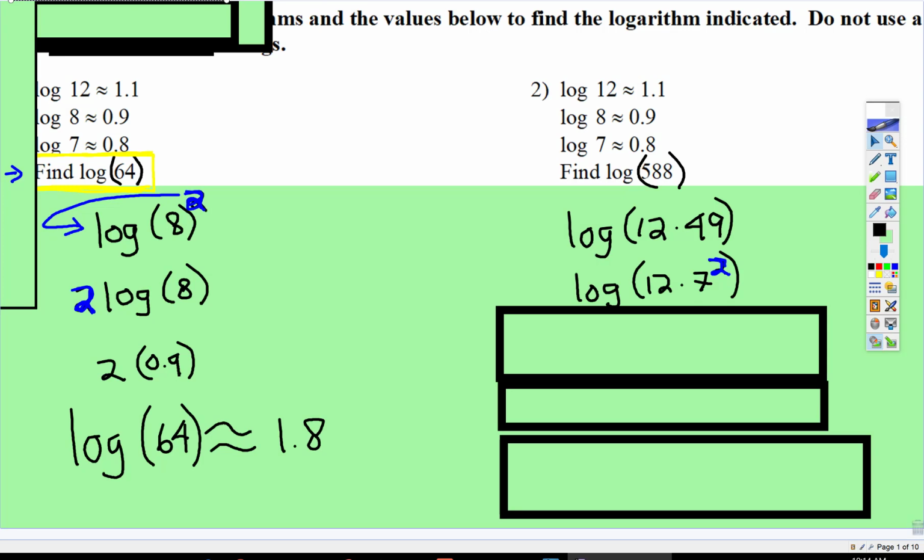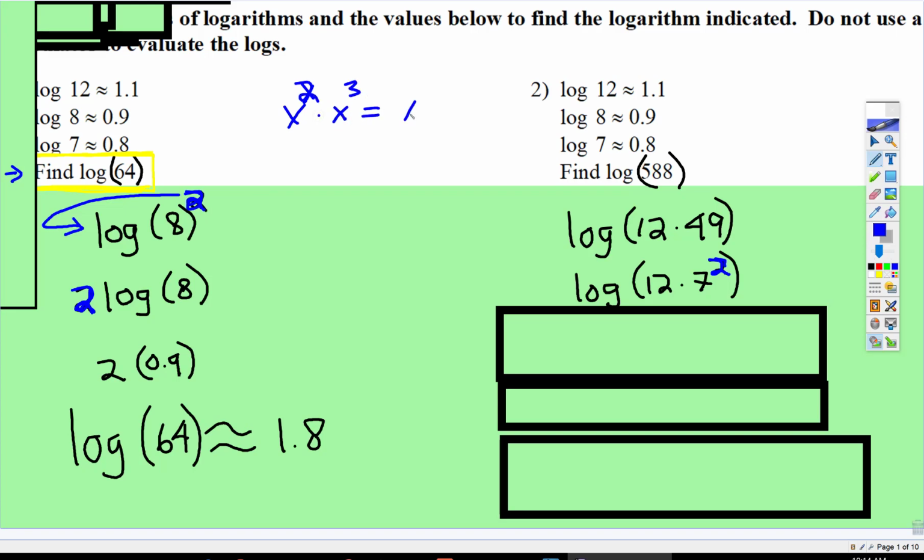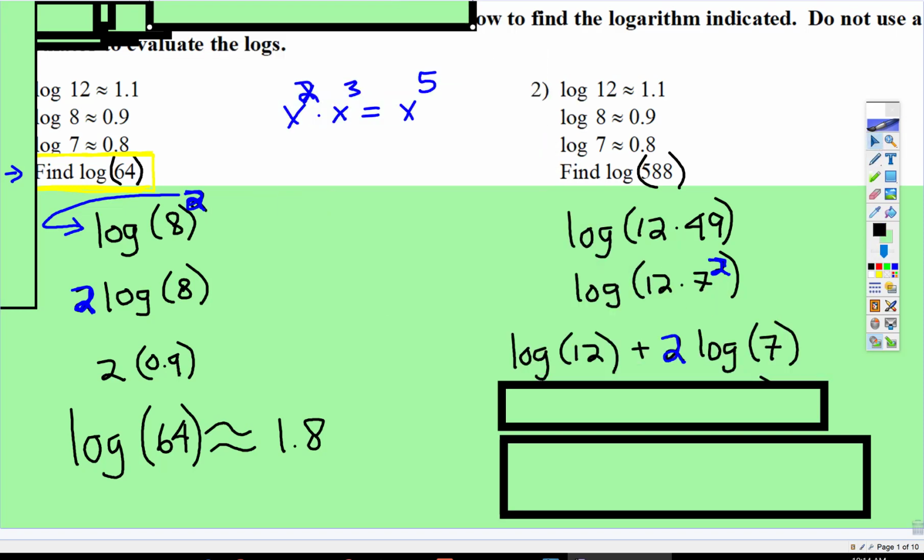Well, now when we use the properties of logarithms, there's a couple things going on. What does multiplication expand to? And what happens when a log has an exponent? Well, that 2 is going to come in front. But what does multiplication expand to? So think about laws of exponents. When you multiply powers of the same base, what do you do with those exponents? You add them. Multiplication expands to addition.